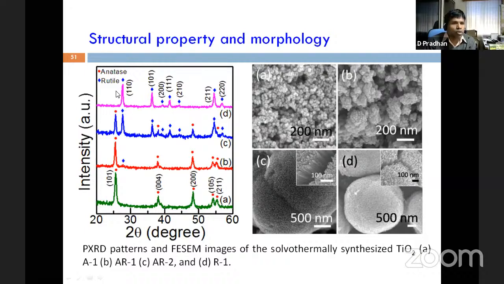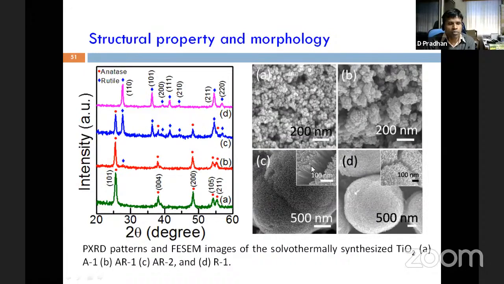From XRD, we confirm the presence of either pure anatase phase, pure rutile phase, or mixed phases. So this is confirmed, and the morphology comes from the SEM. As you see, when we have only anatase, we have nanoparticle shape. And as we keep on increasing the acid content, here it is HCl content, like 1 ml, 2 ml, 3 ml, the morphology goes from particles to spheres, but these spheres are actually made up of nanorods. So they are highly compact nanorods.